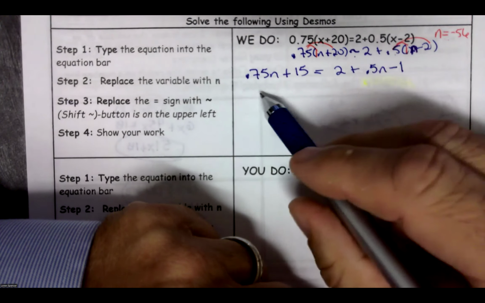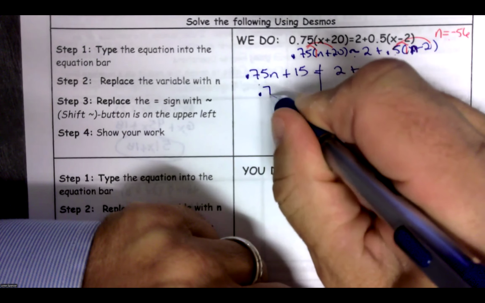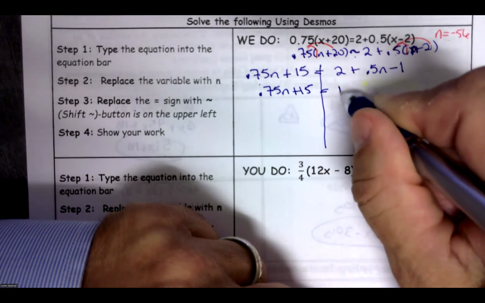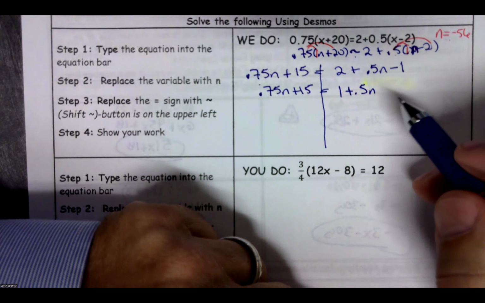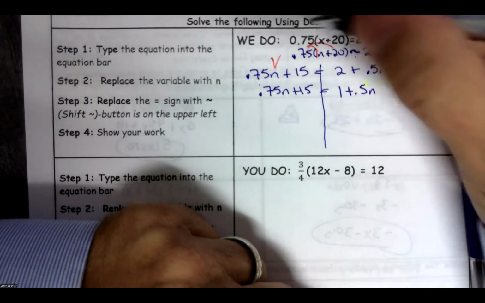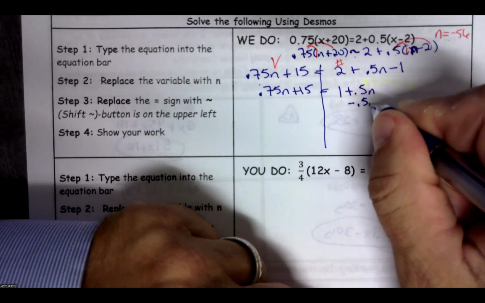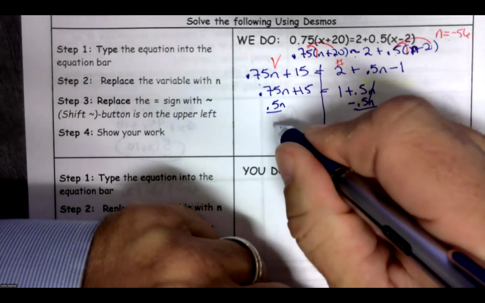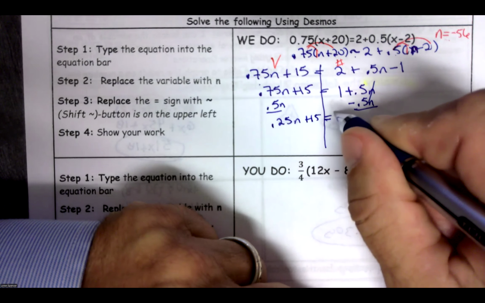All right, the parentheses are gone, so I need to look for like terms. I don't have any like terms on this side, so I can just copy this down. So this is 0.75n plus 15. 2 minus 1 is 1 plus 0.5n. All right, next thing, I need to move my variables to the same side, and we always want variables on the left because that helps us when we go to graph. So I need to move this 0.5, so this is minus 0.5n. So this becomes 0.25n plus 15 equals 1.